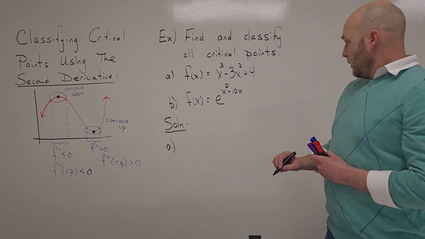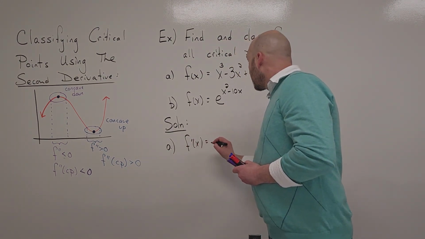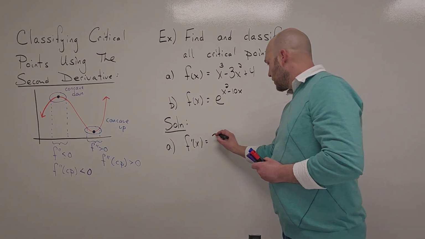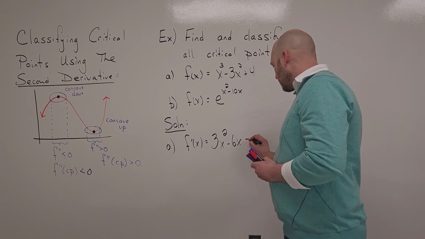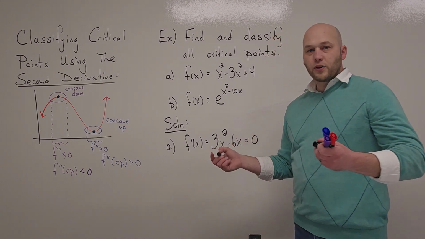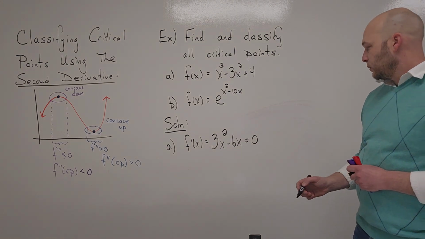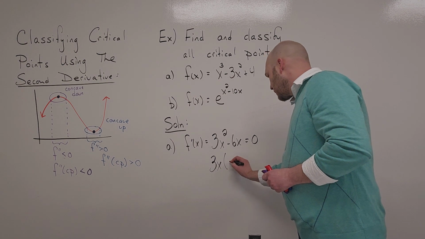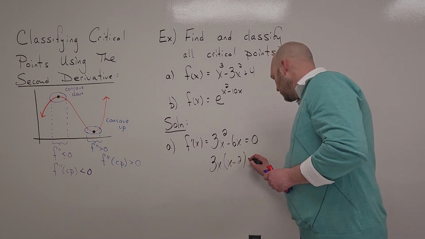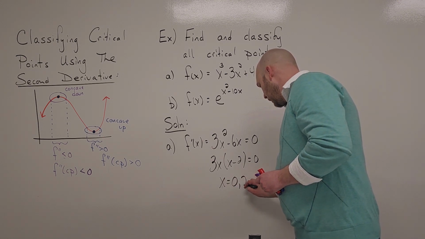All right. First derivative for part A. So 3x squared minus 6x. Since that's a quadratic, I know it's never undefined, so I'm just going to take a look at when it's equal to 0, and we can factor a 3x out of that. So 3x times x minus 2 would give me the two critical points, 0 and 2.